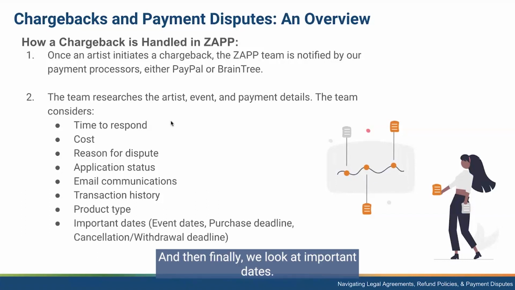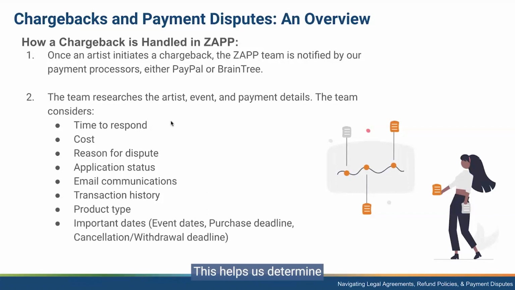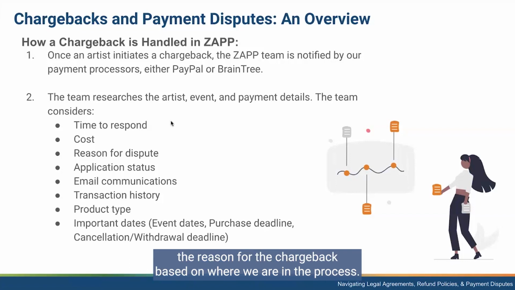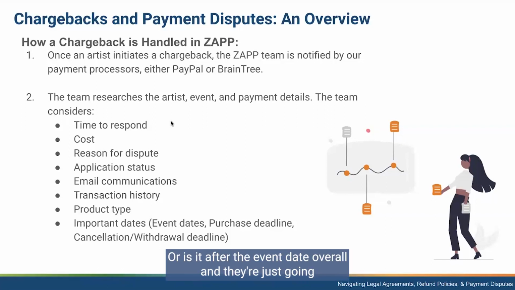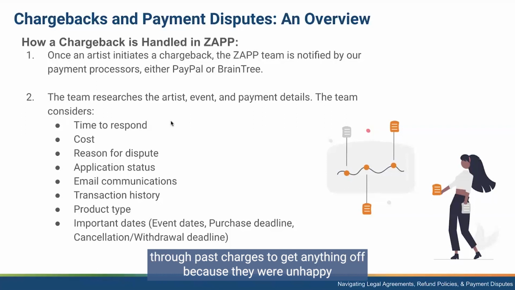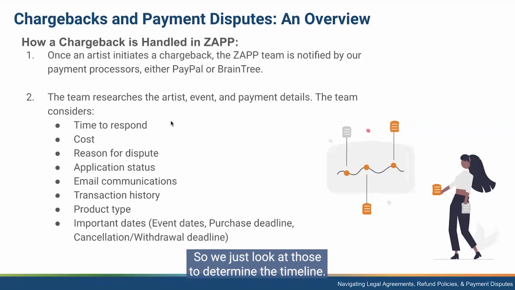And then finally, we look at important dates. This helps us determine the reason for the chargeback based on where we are in the process. Is it after the jury deadline or the jury notification date? That would tell us the artist wasn't happy with the result, maybe. Or is it after the event date overall and they're just going through past charges to get anything off because they were unhappy with something with the event? So we just look at those to determine the timeline.